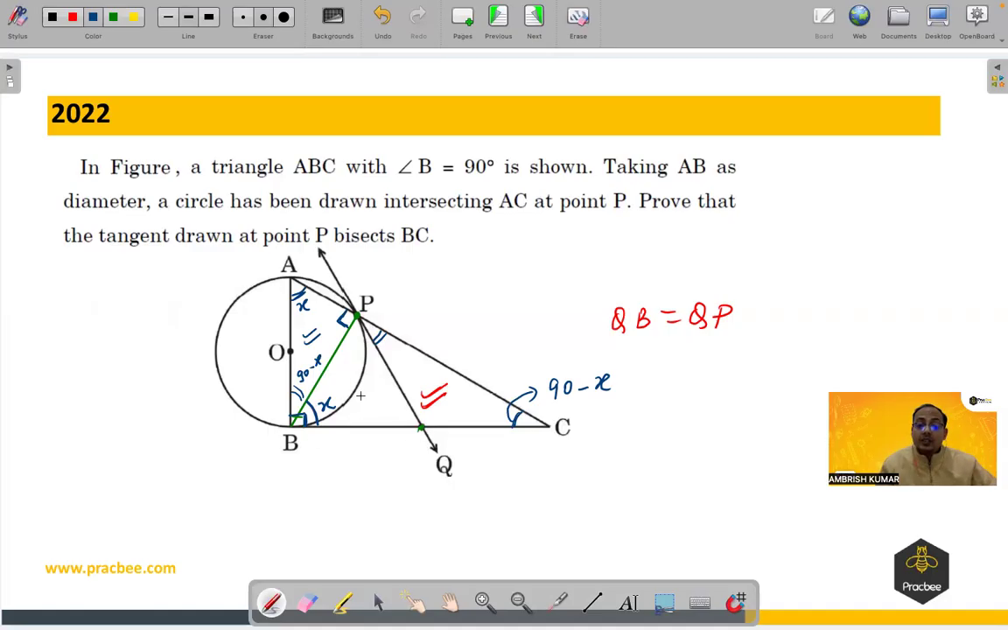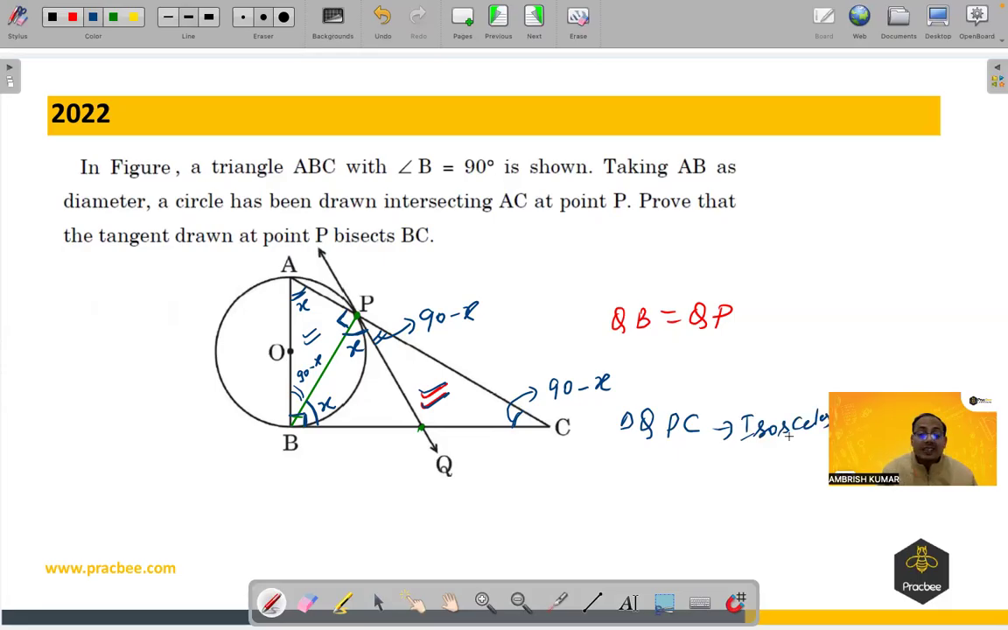Now, if this is the angle X, since QB and QP are equal, it's an isosceles triangle. PQB is an isosceles triangle, so this is also going to be angle X. If this is the angle X, this is going to be 90 minus X. It means this triangle, triangle QPC, becomes isosceles.